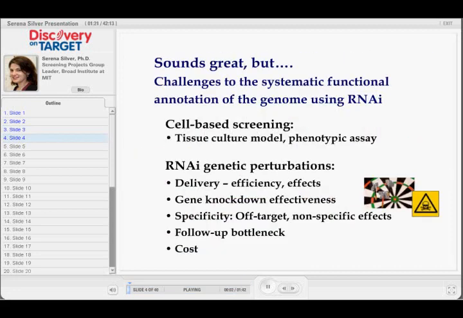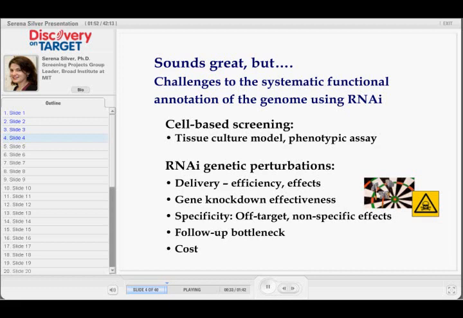So it sounds great to be able to do systematic RNAi, but everyone in this room knows it's not that easy. There are a lot of considerations when you want to do high throughput cell-based screening. First of all, you need an actual tissue culture cell model. So of course you can do whole genome RNAi in organisms like C. elegans, but for mammalian systems, that's not possible for a screening platform. And so you need a tissue culture model that's relevant to your actual biology of interest.